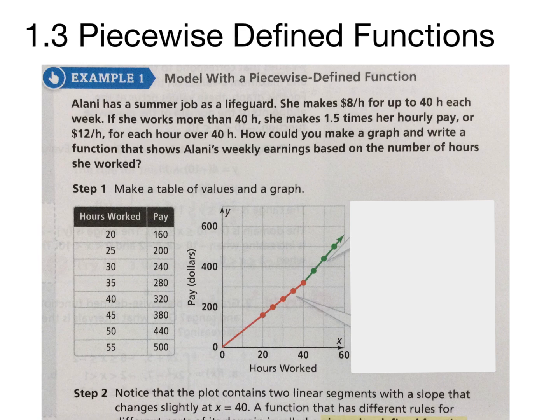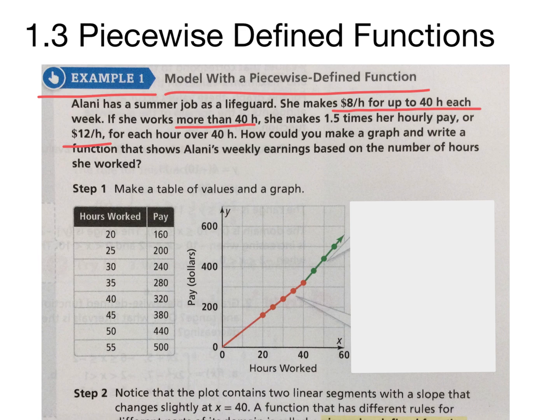So as you're writing your notes for this one, call this example 1, and you can title it Modeling with a Piecewise Defined Function. And then we're just going to make some bullet points. So what I underline, I would write as bullet points. She makes $8 an hour for up to 40 hours each week. If she works more than 40 hours, she makes $12 an hour.